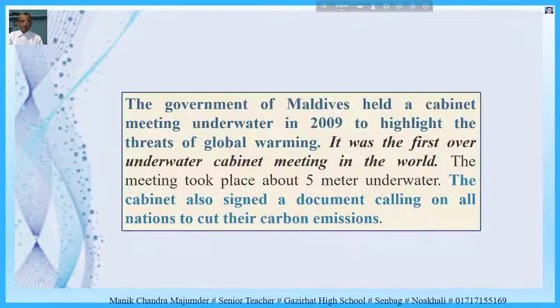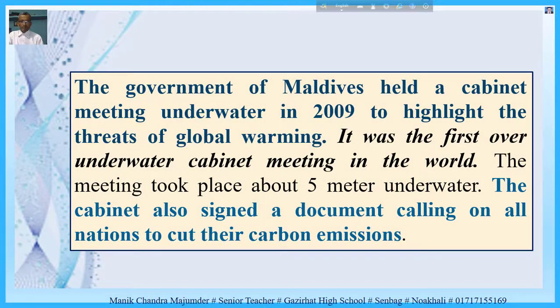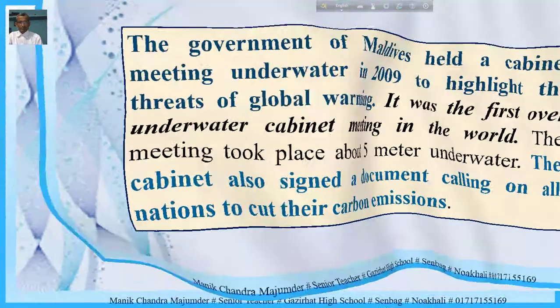From this paragraph we get information that the government of Maldives held a cabinet meeting underwater in 2009 to highlight the threat of global warming. It was the first underwater cabinet meeting in the world. The meeting took place about 5 meters underwater. The cabinet also signed a document calling on all nations to cut their carbon emission.